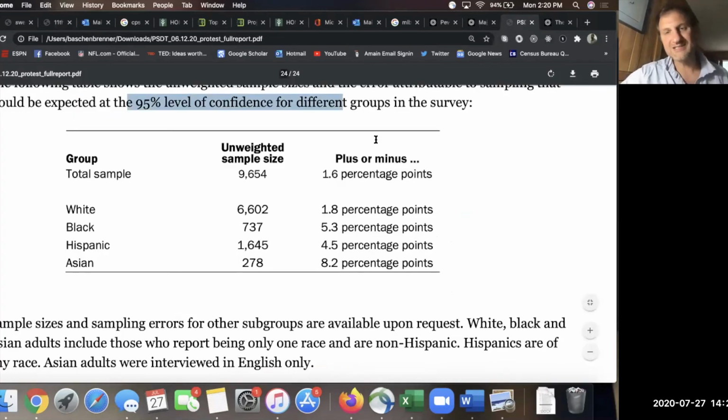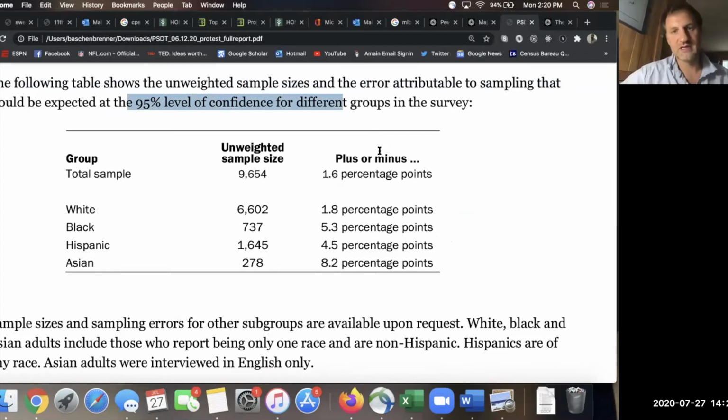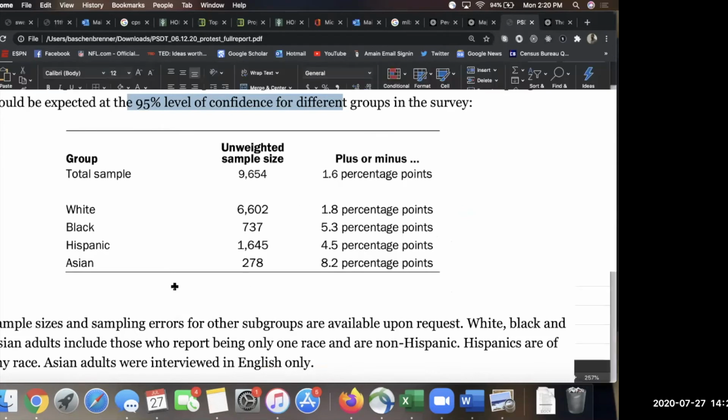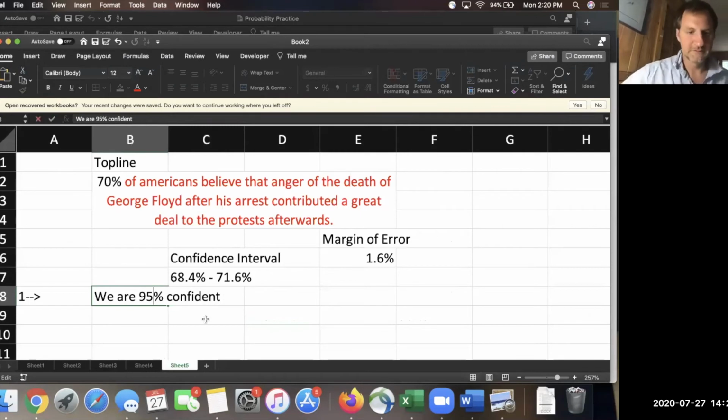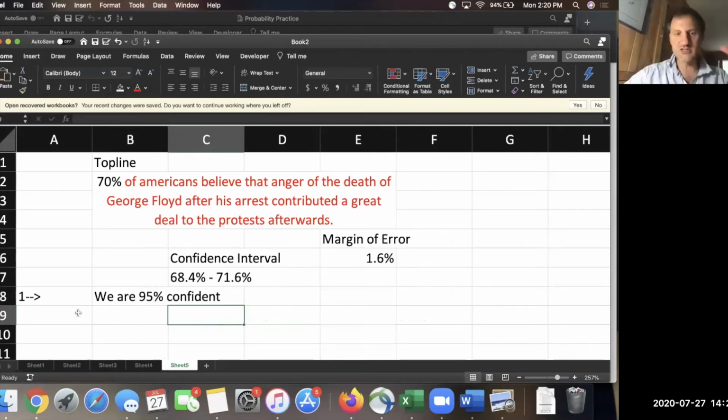That's our confidence level. It's a statistical measure. You don't know where it came from. You're just taking it on and running with it. Okay, so to be the 95%. We are 95% confident. That's always going to be the first part of your sentence.